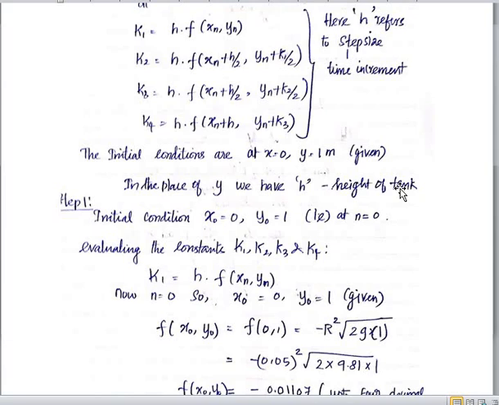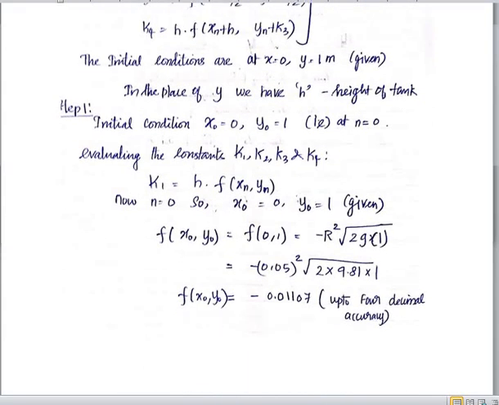So step 1. Initial condition: x of 0 is equal to 0 and y of 0 is equal to 1. That is at n is equal to 0. So n is nothing but how many iterations and how many steps you are going to find for your y value. In the problem, if you remember, you have been asked to find out after 20 seconds what would be the height of the tank. That was the problem statement. So based on that, we can have an increment in the n value. n is just a number.